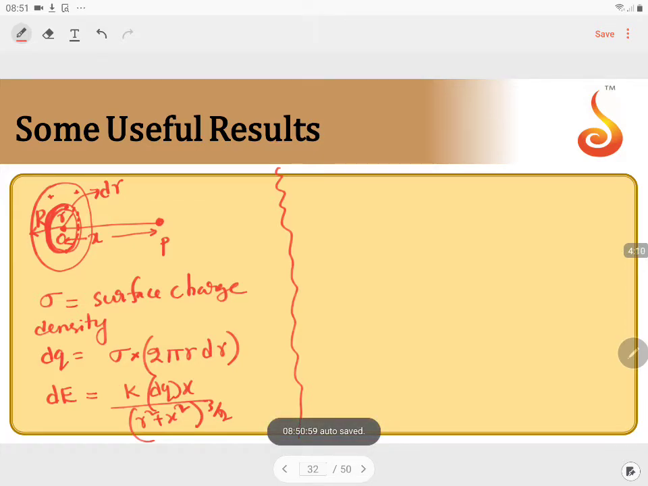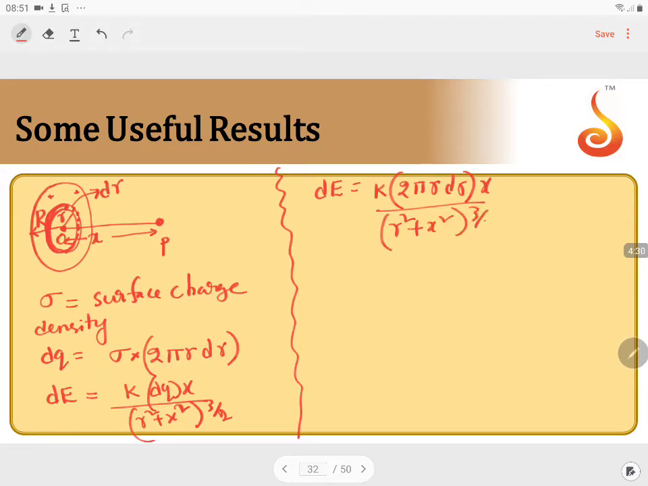Now we substitute the dq value here. So dE is equal to k into 2 pi r dr into x divided by r square plus x square whole power 3 by 2. Now we substitute k also. What is the k value? 1 by 4 pi epsilon naught. So if we substitute the k value, 2 pi will go and we get sigma by 2 epsilon naught r dr, into x divided by r square plus x square whole power 3 by 2.